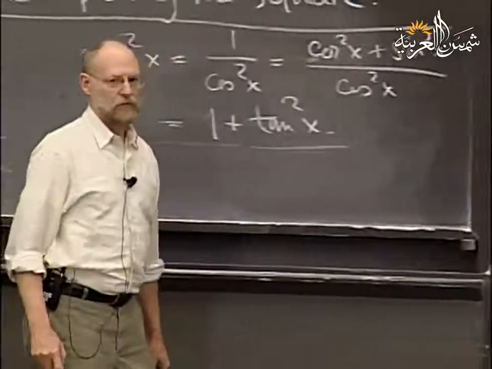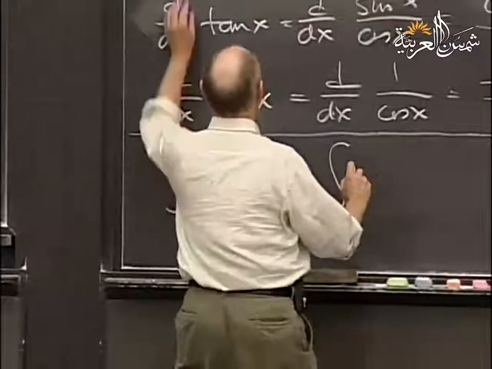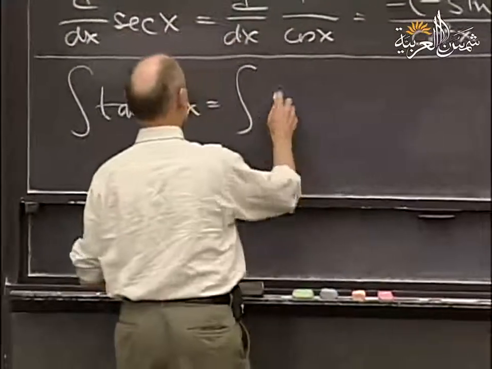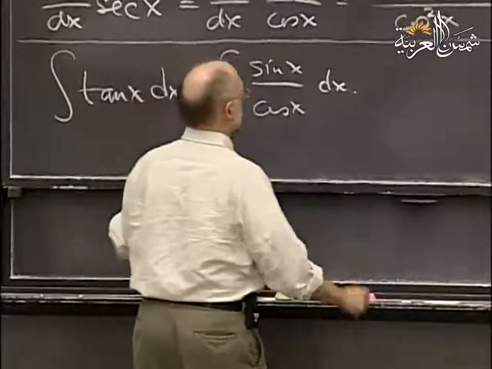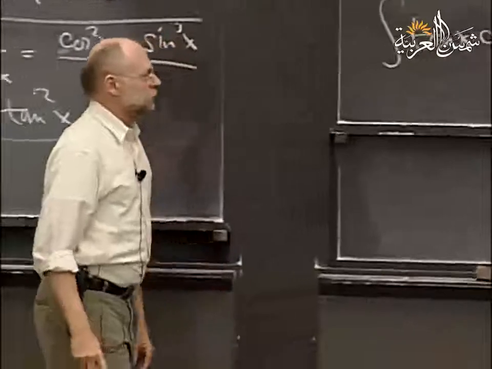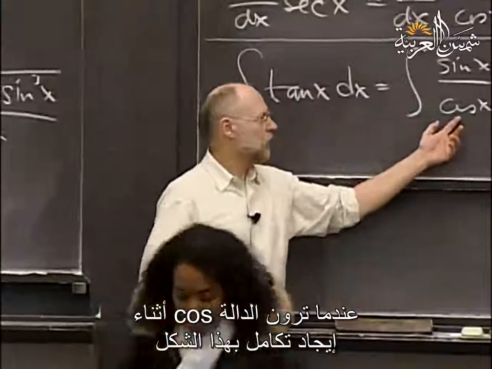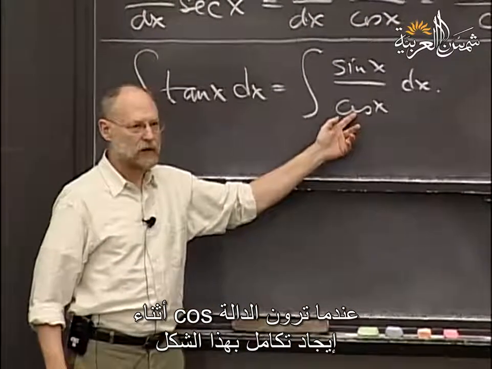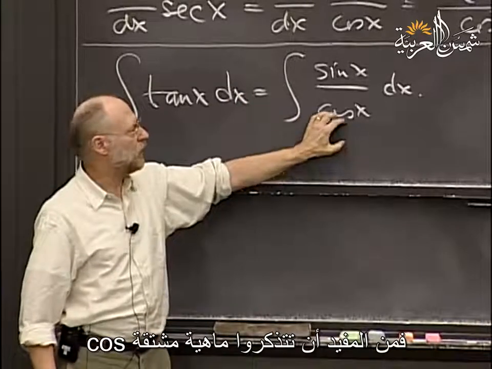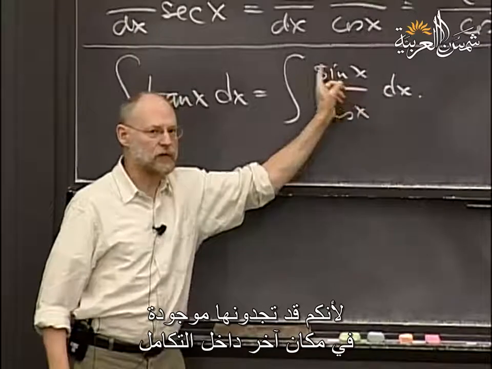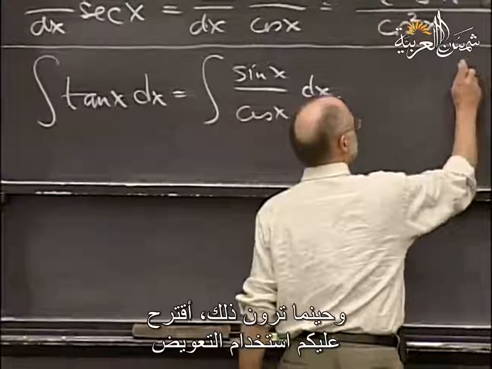Just do this straight out. So the tangent is the sine divided by the cosine. And now there's a habit of mind that I hope you get into. When you see the cosine and you're calculating an integral like this, it's useful to remember what the derivative of the cosine is, because maybe it shows up somewhere else in the integral. And that happens here. So that suggests we make a substitution.